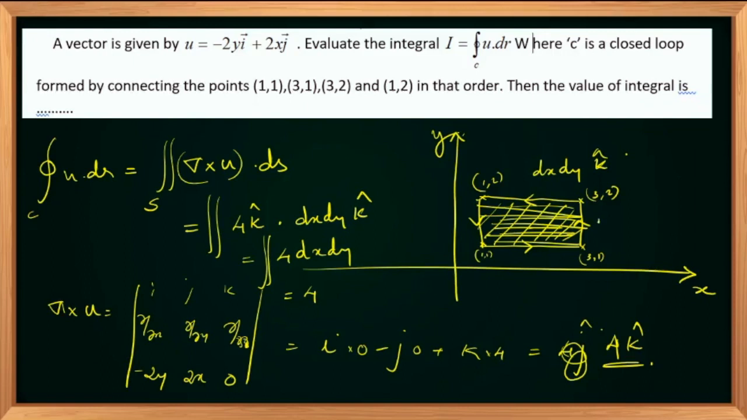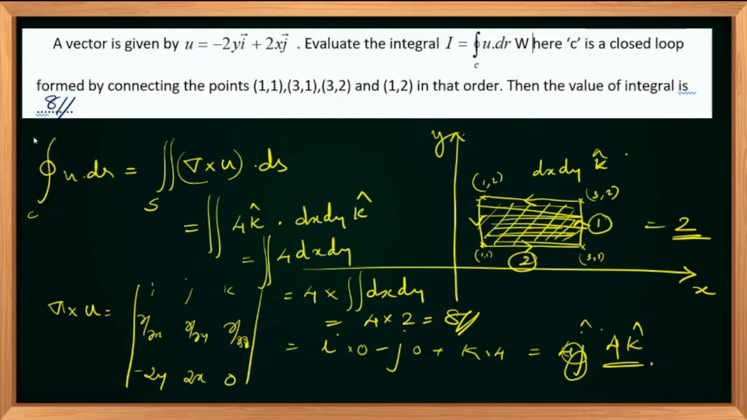Now this is 1 unit and this is 2 units, so the area is equal to 2. So 4 into integral dx dy, this is 4 into 2. So the answer is going to be 8. Okay, so your final answer is 8. All of you understood how you got the answer as 8? Or should I slowly repeat it again? No need to repeat, right?